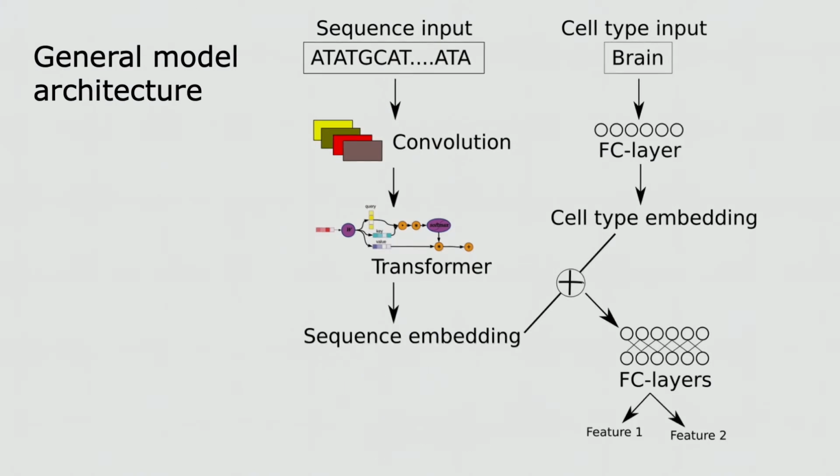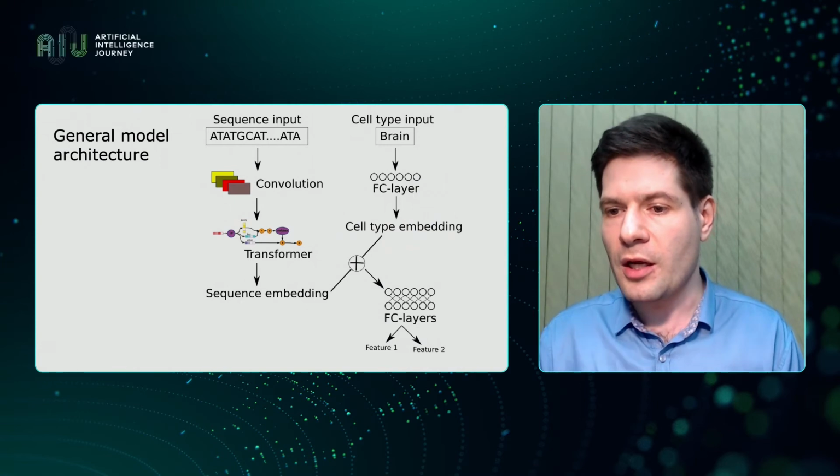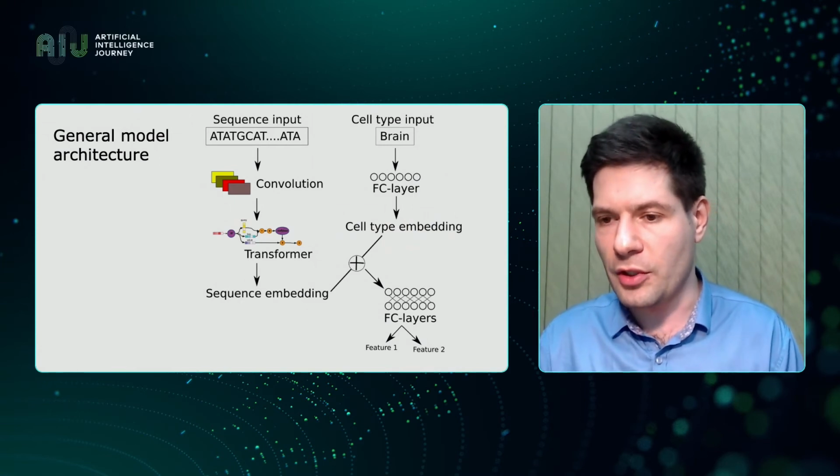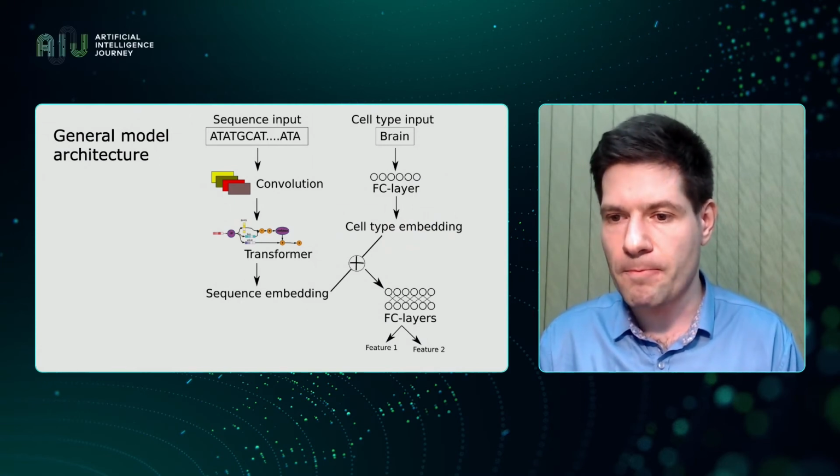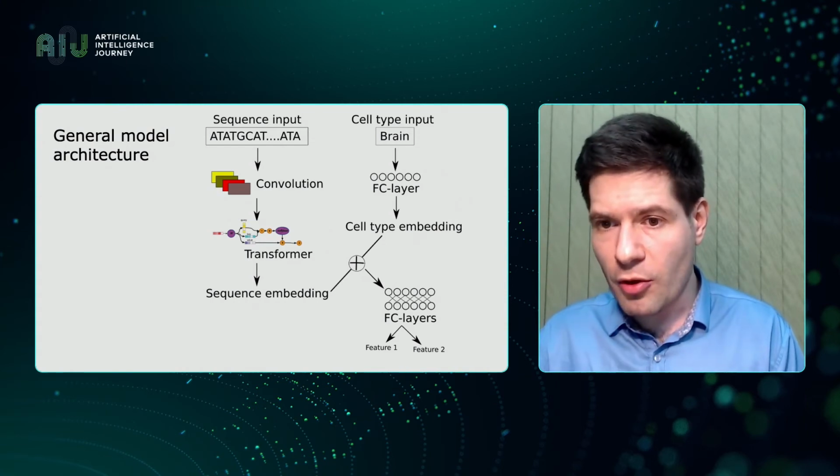And we added one more component, one more pillar. The encoding is transformed into a cell type embedding, and then the characteristics are produced with one part of the neural network.